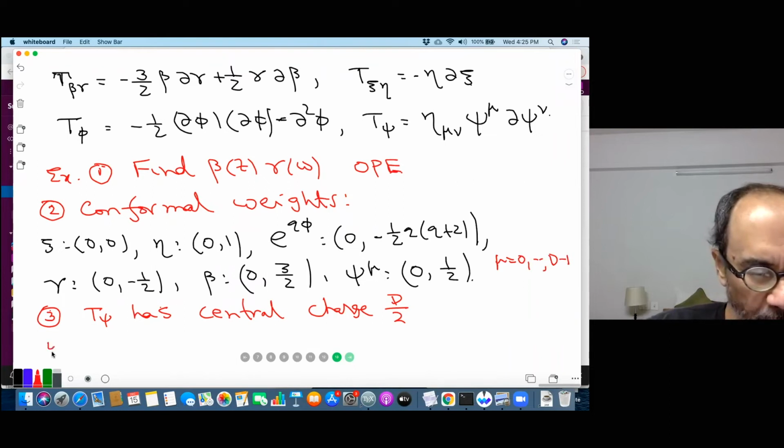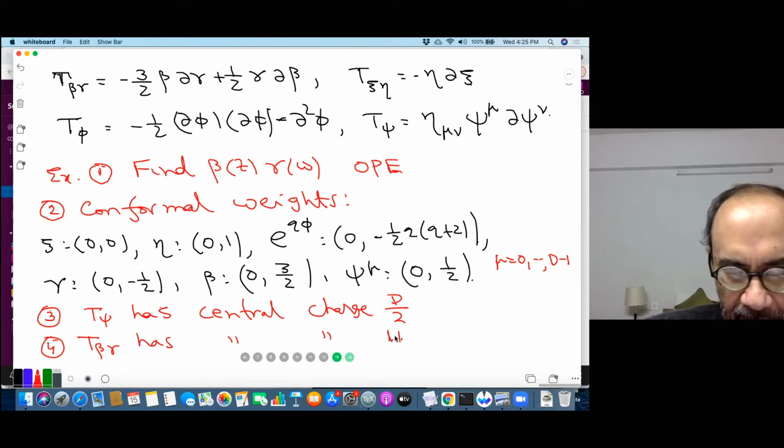And the fourth exercise is that T beta gamma has central charge 11. Again, you can calculate it in two different ways. Once you have the beta gamma OPE, you can directly use it. Or you can use T xi eta plus T phi, calculate the central charge of T xi eta, calculate the central charge of T phi and add them up. And you can again check that both give you the same answer, 11.